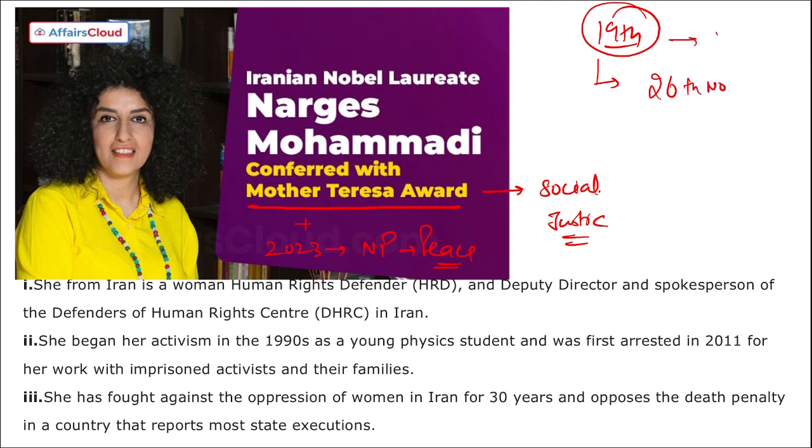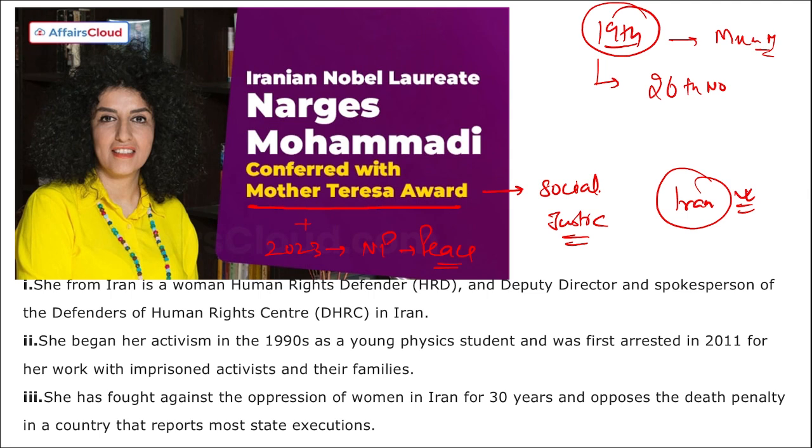Where she will be awarded? Mumbai, Maharashtra. Correct? And Narges Mohammadi is currently serving in jail. That is a 10-year jail sentence. Correct? And if asked that Narges Mohammadi, who was recently honored with the Mother Teresa Award for Social Justice, is from which country? She is from Iran. Right?